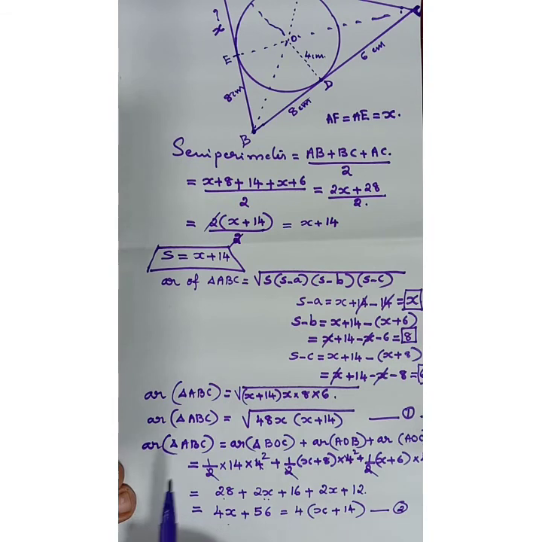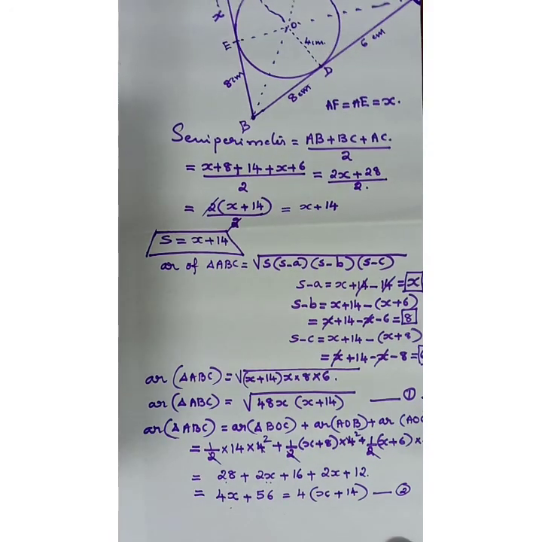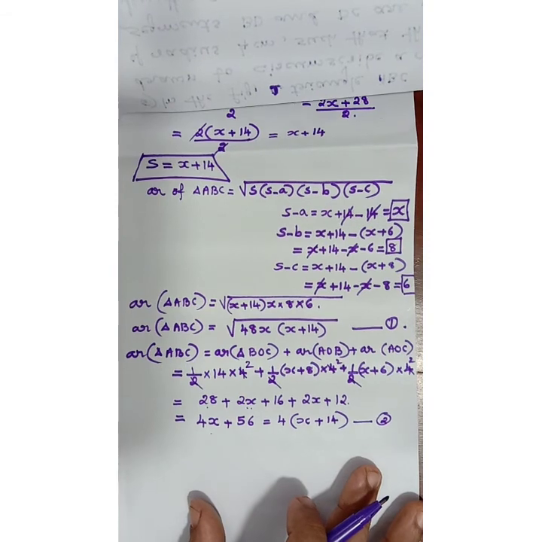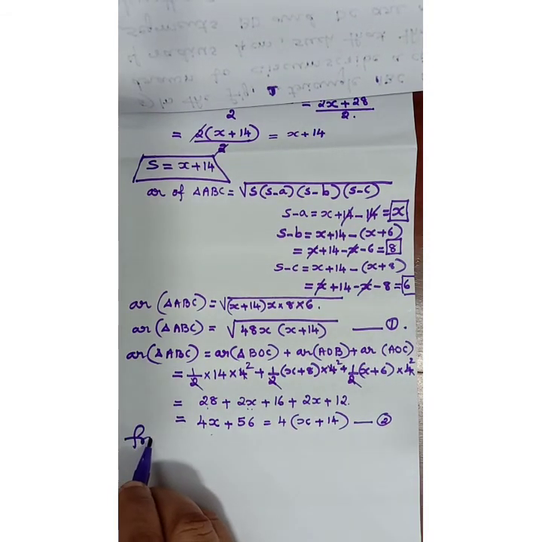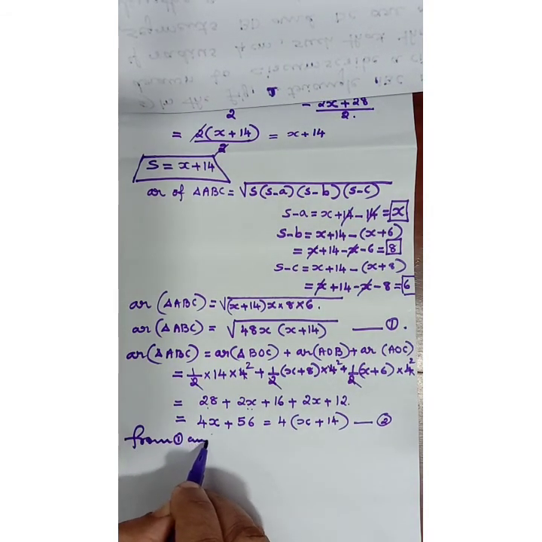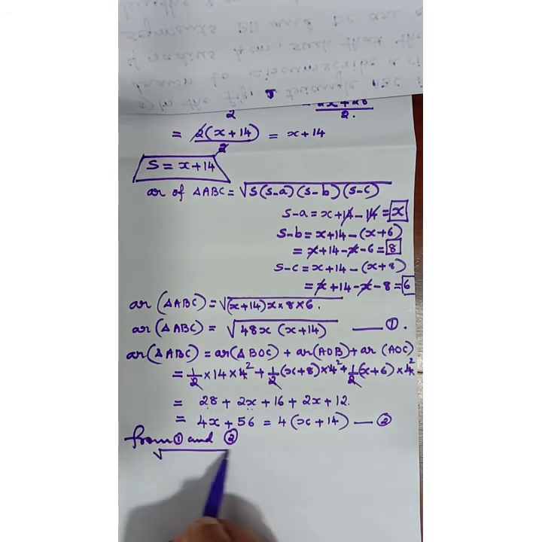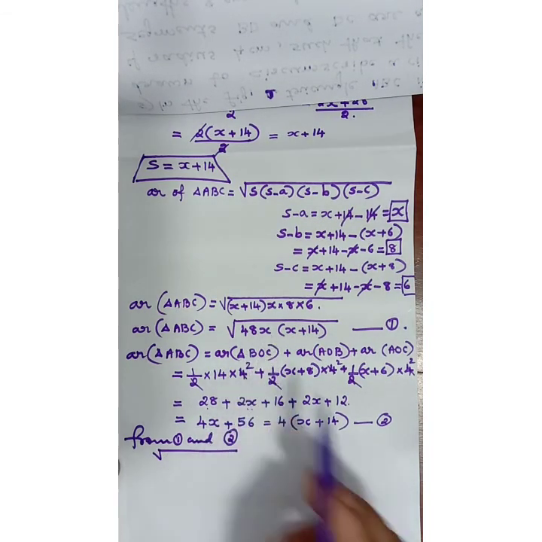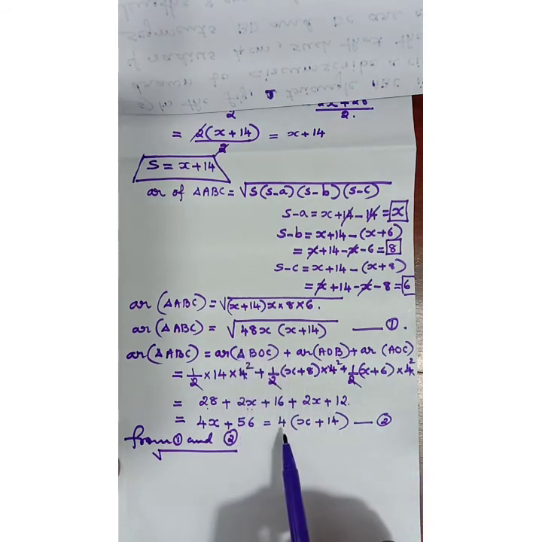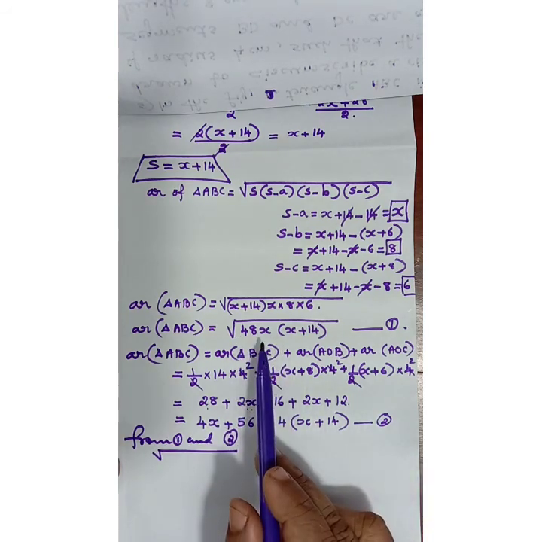Look at the left hand side of equation 1, area of triangle ABC. Here also, the second equation's left hand side is area of triangle ABC. So from 1 and 2 we are going to simplify this now. From 1 and 2, what do we write? They are equal. Square root of 48 into x. In 48 we have 4, we know, so we have to divide it. What do we get now?